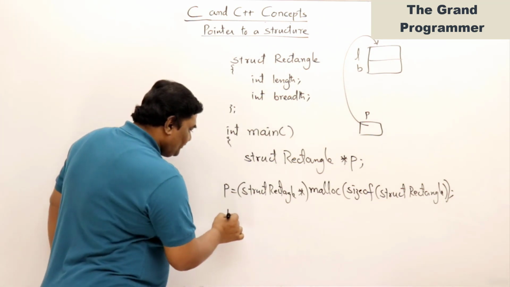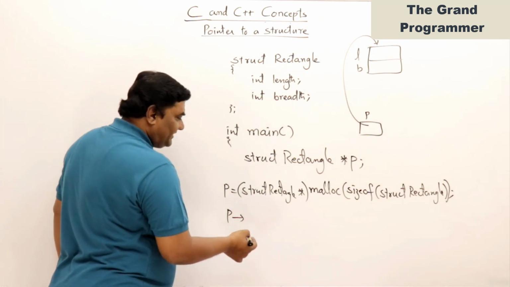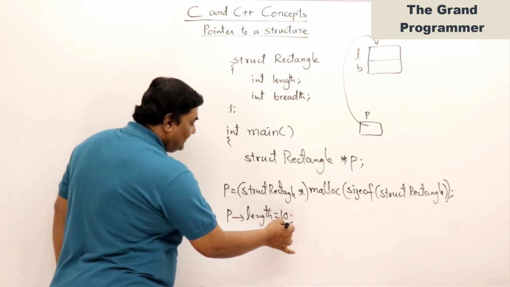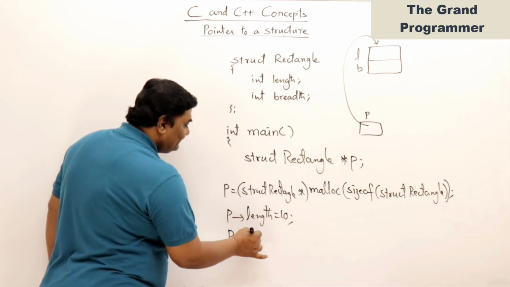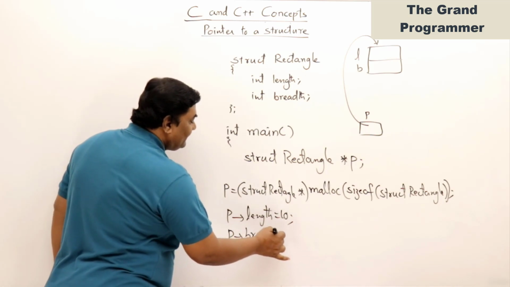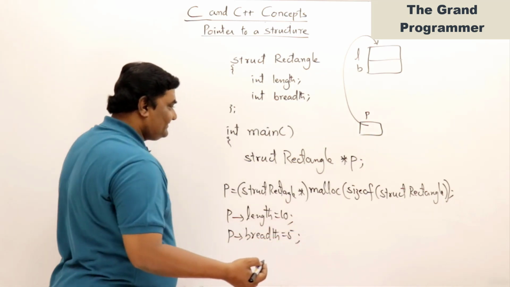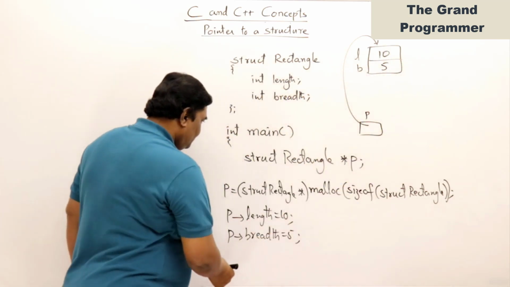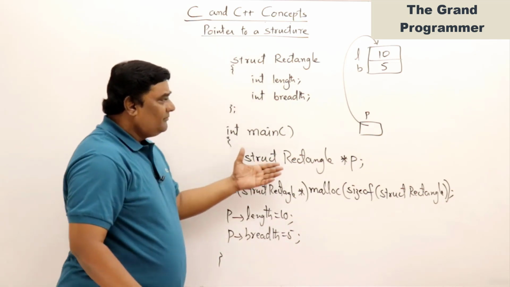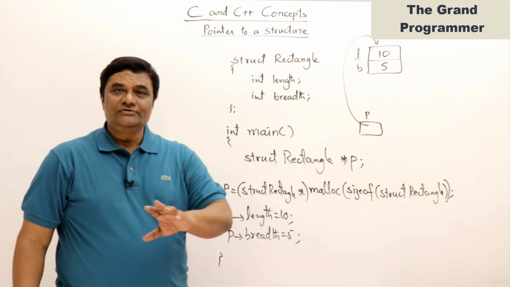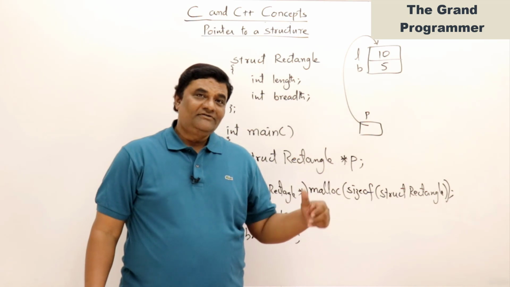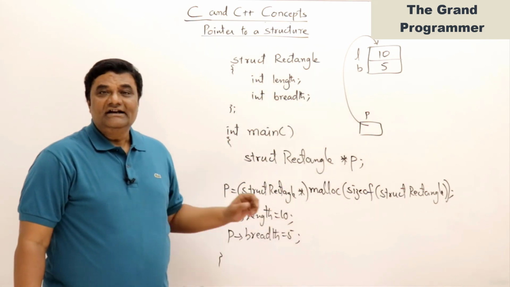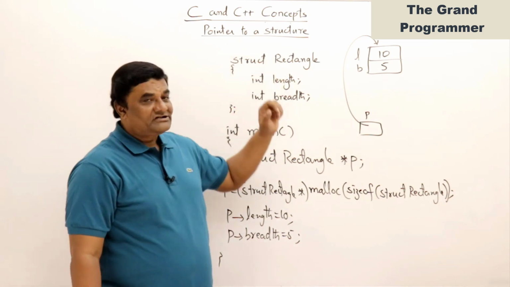Then I want to access the members, so I can use the arrow operator. So P arrow length, assign value 10, and P arrow breadth, assign value 5. So this is how I can assign length and breadth. So this will be 10 and this will be 5. That's all. I have shown you how to create a variable of type structure in heap by using the malloc function. So that's all about a pointer to a structure.